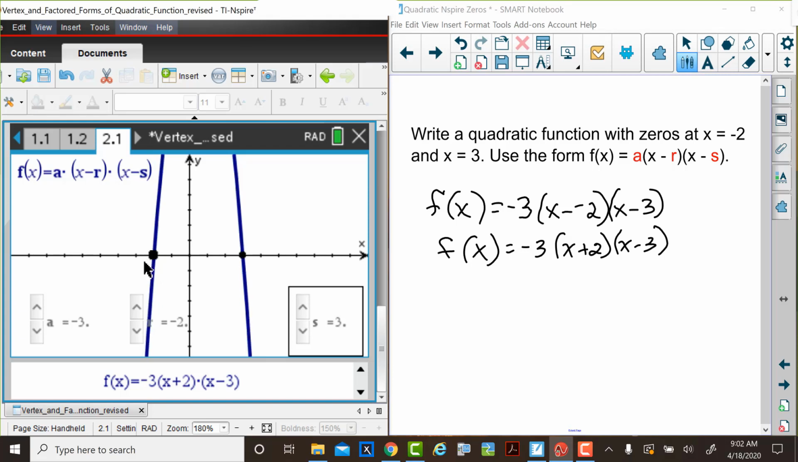We'd like to challenge you now to write another function and think about how many functions there could be that satisfy these conditions of these zeros. So hopefully yours will be different from the one shown. And of course, you may have chosen a positive a at first. Think of other a's you could use, perhaps not even an integer value for a.